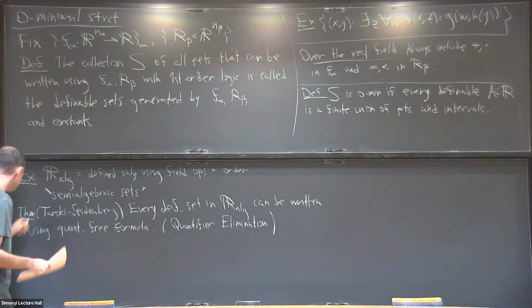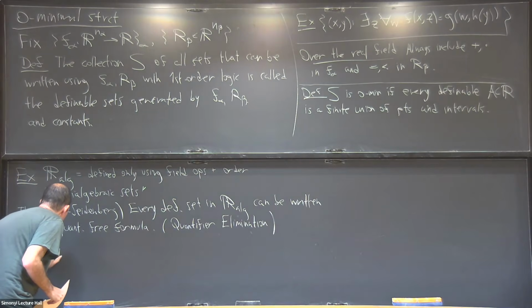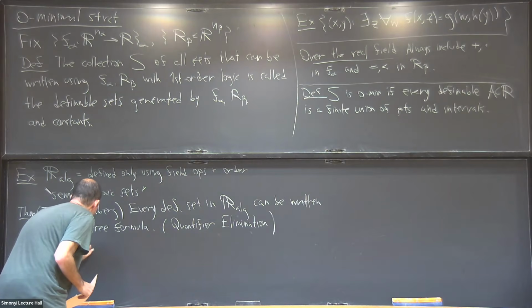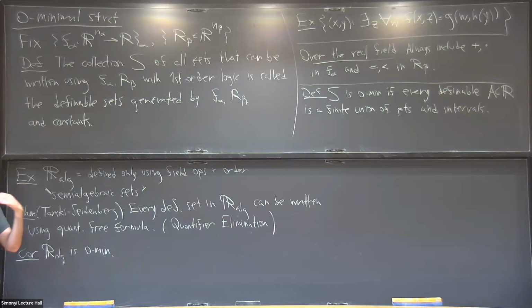All right, and the corollary of this theorem is that our algebra is o-minimal. Because now if we have a definable subset of the real line, the theorem says we can write it just using equalities and inequalities, basically about polynomials in one variable. Such a set can only be a finite union of points and intervals. If you set some polynomial equal to 0, then it's already finitely many points.